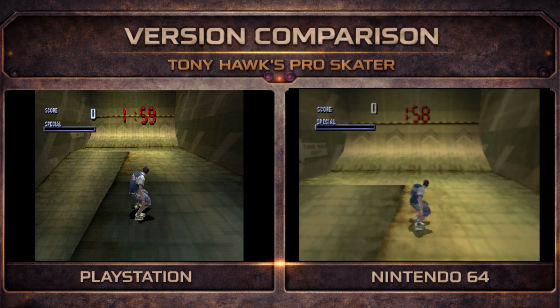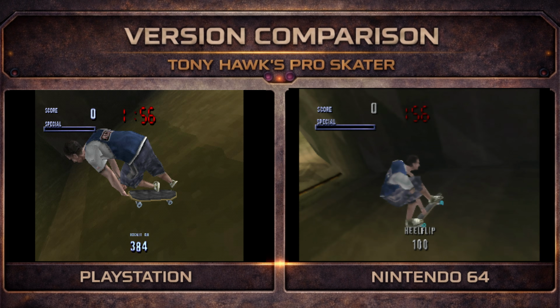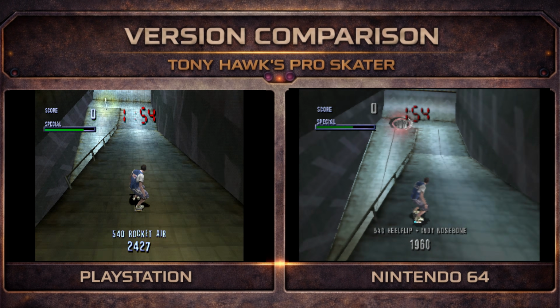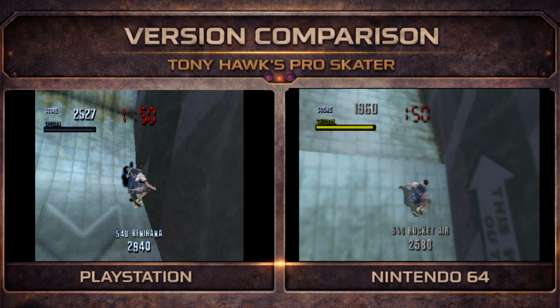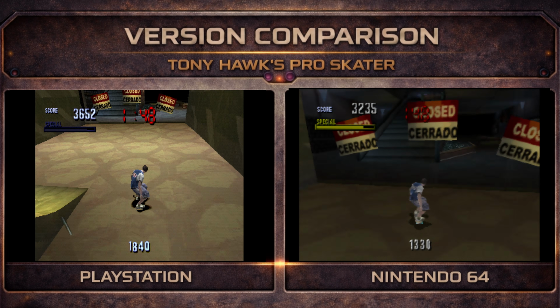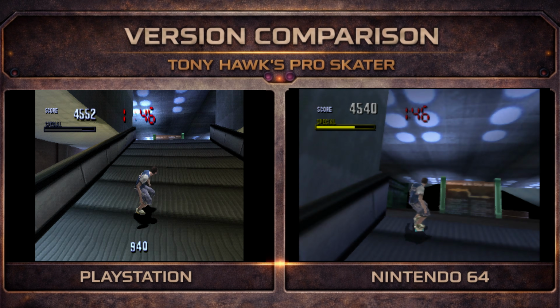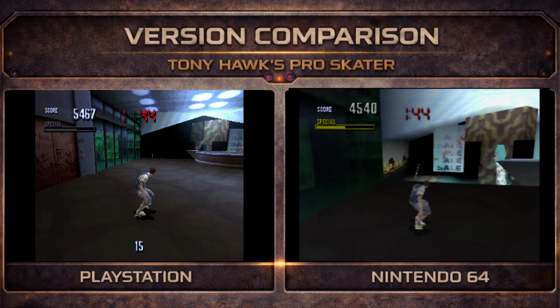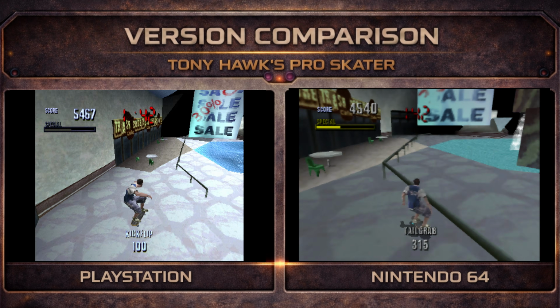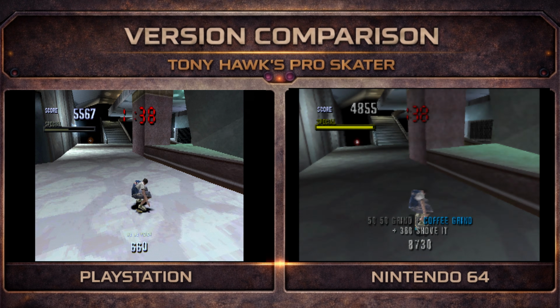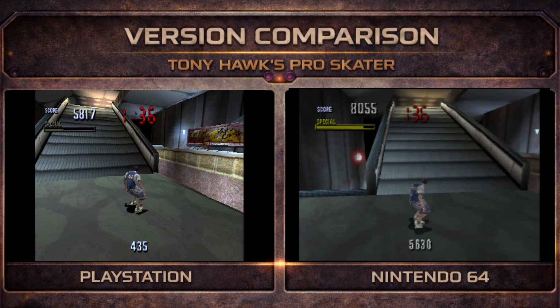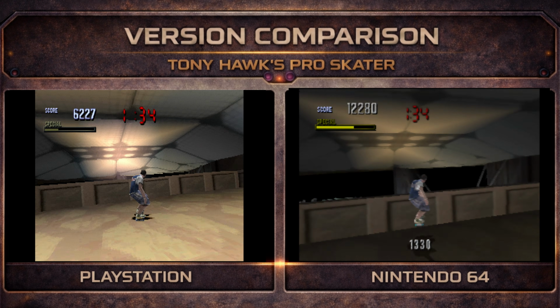Now put the PlayStation and Nintendo 64 versions side by side, and this is where it becomes clear. Watch the movement first. The Nintendo 64 version can feel a little smoother, and that's probably one of the first things people noticed back then. But then the music kicks in, and that's where the Nintendo 64 version takes a hit. Songs are shortened, vocals are missing, and some of the soundtrack just doesn't hit the same way it does on PlayStation.